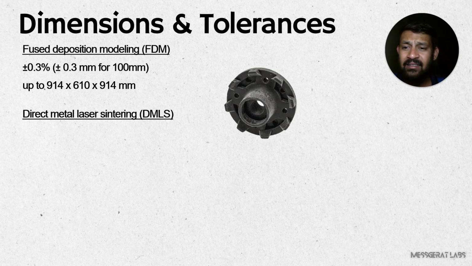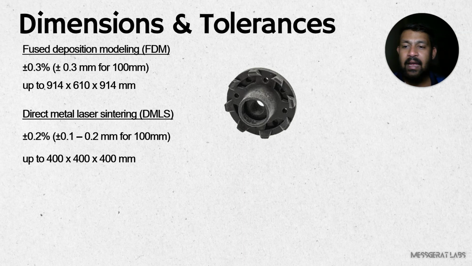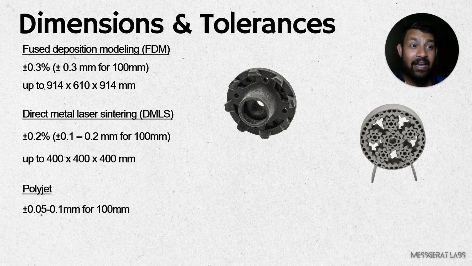Then you have DMLS. In DMLS, which is basically a metal process, you have slightly better tolerances than other processes. You can also get a good accuracy of plus minus 0.1 for 100 mm. And parts up to 400 into 400 into 400 can be printed here. Then in PolyJet, you can get tolerance as good as 0.05 mm, which is 50 microns for a 100 mm part, because PolyJet is a very precise technology.